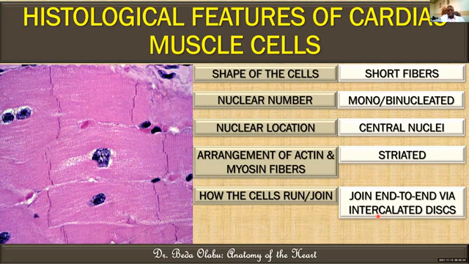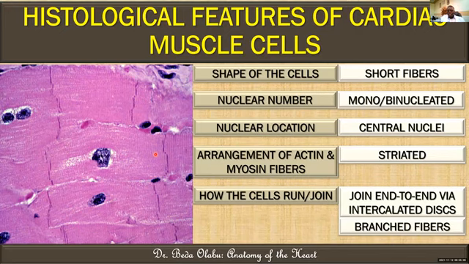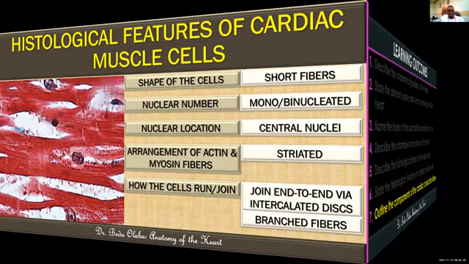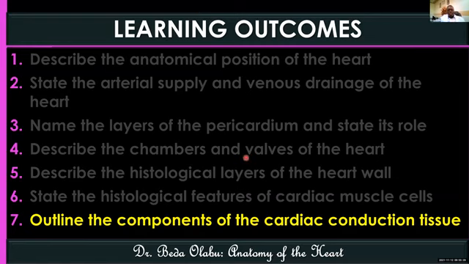One last thing is that cardiac muscle cells are branched. As you can see there, that's branching. Maybe that one as well. And even that one, if I'm not forcing it. So these are the histological features of cardiac muscle cells. Now we can finish this part of the lecture by talking about components of cardiac conduction tissue.